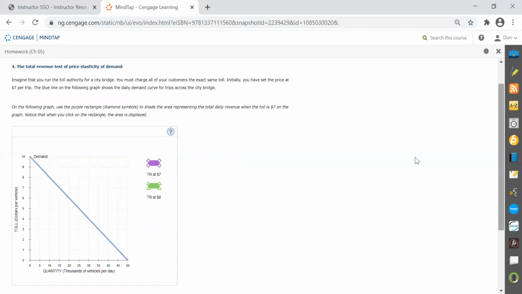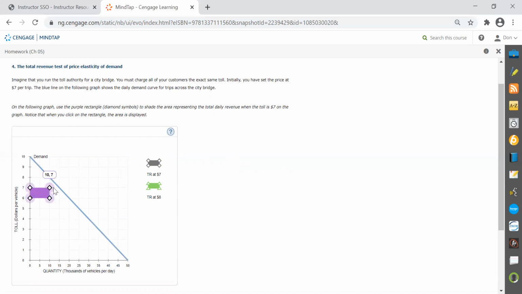Okay, and it asks us on the following graph, use the purple triangle, which is right here, to shade the area representing the total daily revenue when the toll is $7 on the graph. Notice that when you click the rectangle, the area is displayed. Okay, so what I'm going to do is grab this purple, and I'm going to start it at $7 over here. I'm going to have the top of it start at $7, because that's our price.